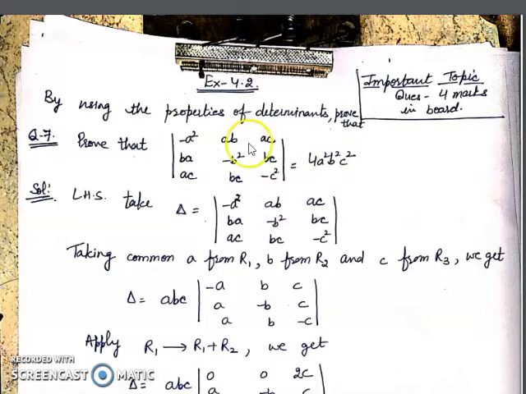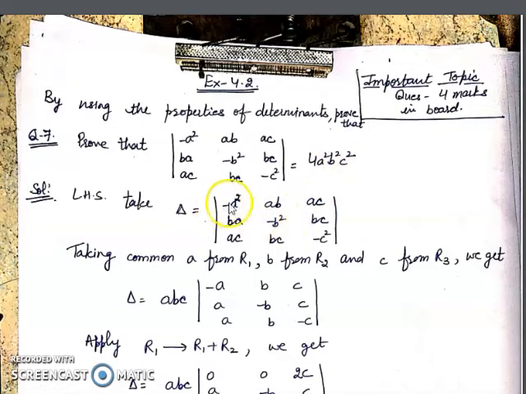side. So question number 7, prove that this value of the determinant is equal to 4a square b square c square. Now we take the left hand side determinant as delta. This triangle is called delta. Delta is this determinant. Now check the right hand side. Right hand side is 4a square b square c square.